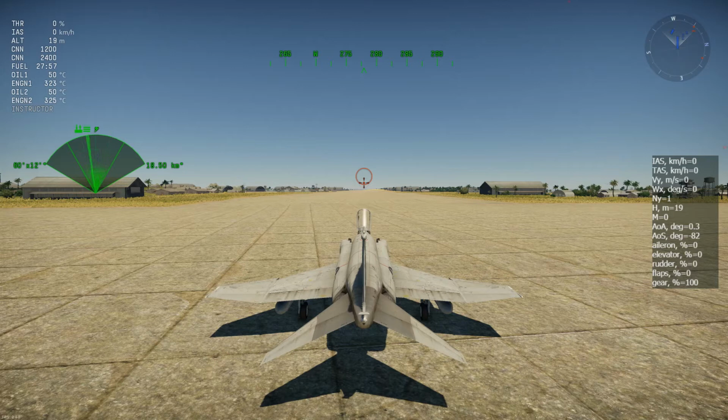So if your value is like 60, then you know it takes you approximately 6 seconds to actually roll your plane around. So that would give you a little bit of indicators about how long it would take you to complete that.